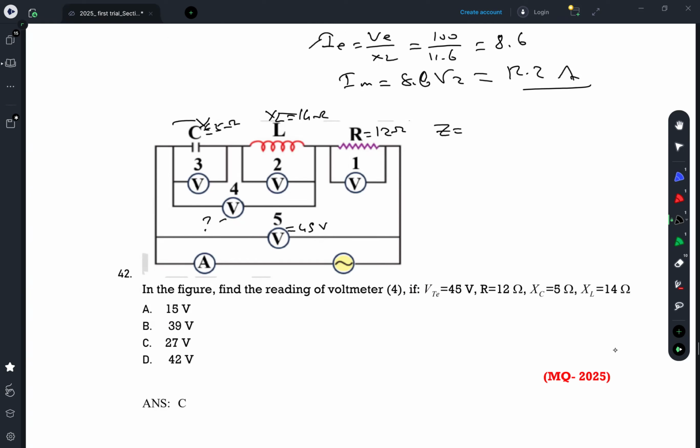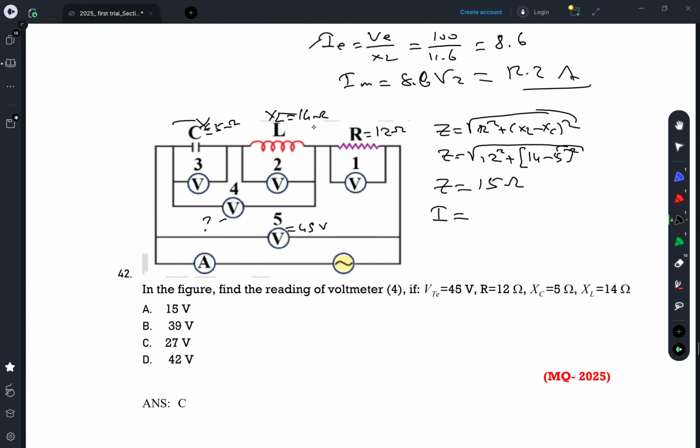Z is equal to the root of R squared plus XL minus XC squared. So R is given as 12, XL is 14, XC is 5, which is going to be 9. Z is going to be, as I remember, 15 ohm. Let me do it again, the calculation. I'm sure of that: 9 squared plus 12 squared is 225, the root of which is 15. Correct. We got it. After that, we can calculate the electric current.